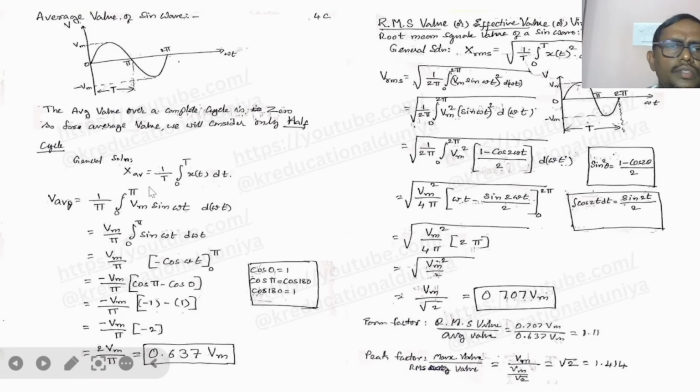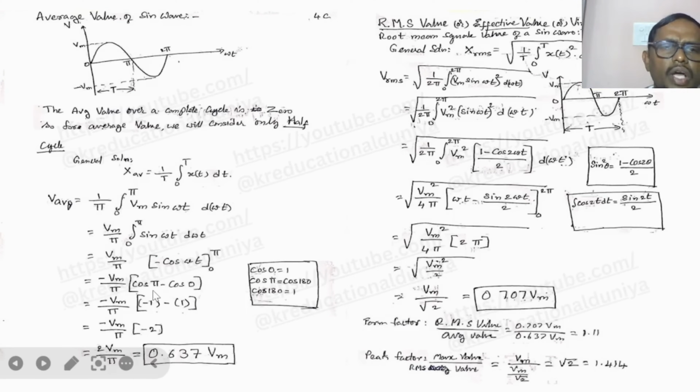So here this Vm, the constant value, will come out, that is Vm by pi integral 0 to pi sine omega t d omega t. The integral of sine omega t is nothing but minus cos omega t. If this minus comes out, minus Vm by pi cos omega t, we apply the higher limit minus lower limit, so cos pi minus cos 0.